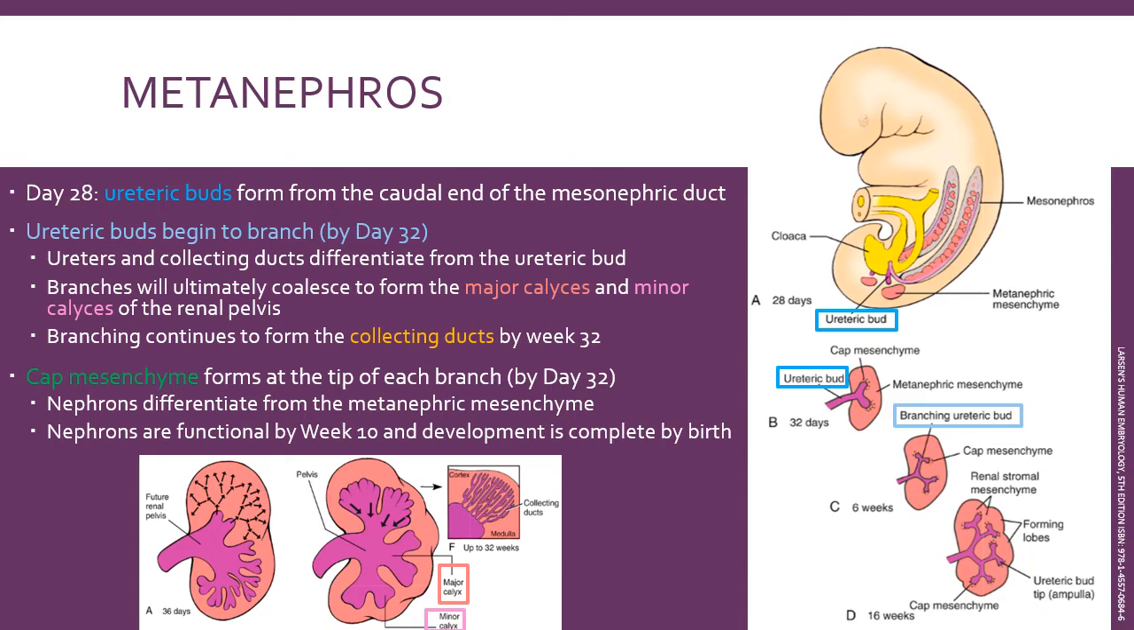Now, at the same time, concurrently to the derivatives of the ureteric buds, we have the cap mesenchyme. Now, the cap mesenchyme is forming at the tip of each branch that's coming off of the ureteric buds. And again, so we're back to day 32. And from this cap mesenchyme, we get nephrons differentiating. And they're actually functional by week 10, and the development of them is complete by birth. So you have fully functioning kidneys at birth.